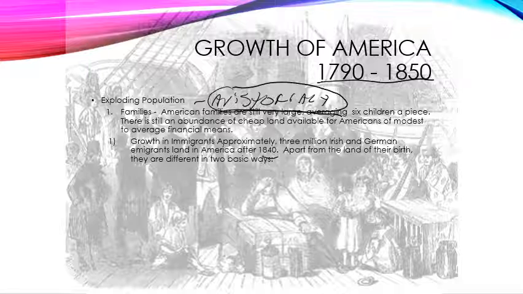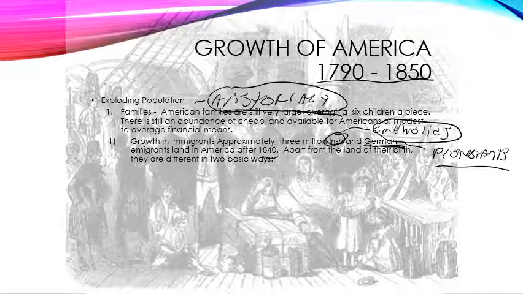Okay, so Irish and Germans, apart from the land of their birth, they're different in 2 basic ways, actually 3 basic ways. Number one is the Irish, of course, are predominantly Catholic, which is going to be an important point because we in America don't really like Catholics. And then Germans, who tend to be more Protestant. Lutheranism is big there. So religiously, they're a little bit different as well. And this will be okay for the Germans. We're not too fond of Catholics in America at this time.